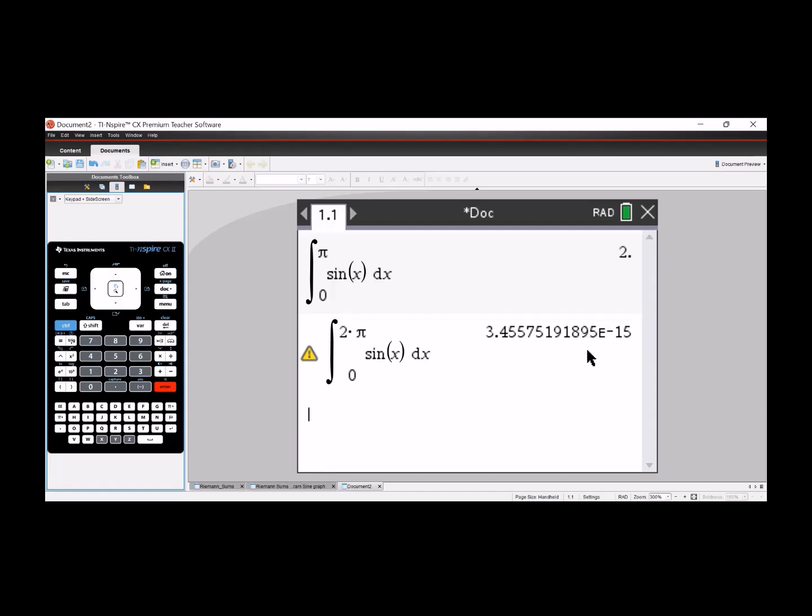Do you know what the calculator is trying to tell you? The calculator is trying to say 0. The calculator thinks the area is 0.